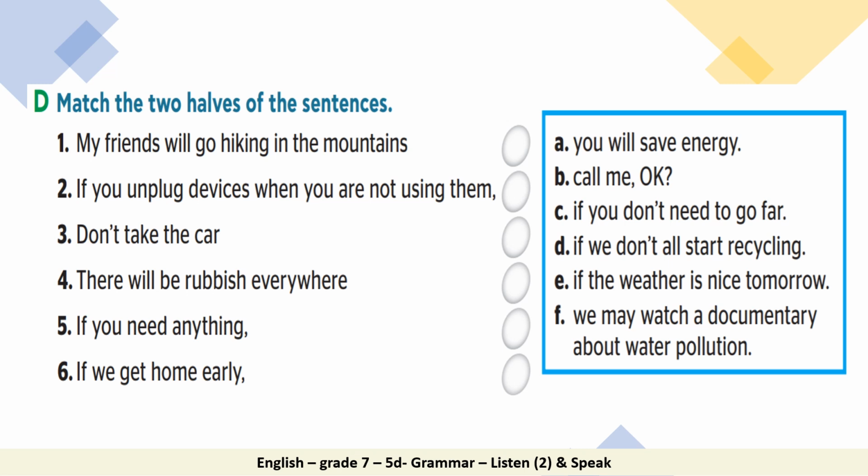In activity D, you need to read through the halves of the sentences 1 to 6 and A to F and match them. For example, in sentence 1, my friends will go hiking in the mountains, the answer is E, if the weather is nice tomorrow. Now, I would like you to pause the video, do the activity on your own, then unpause the video to check your answers with me.